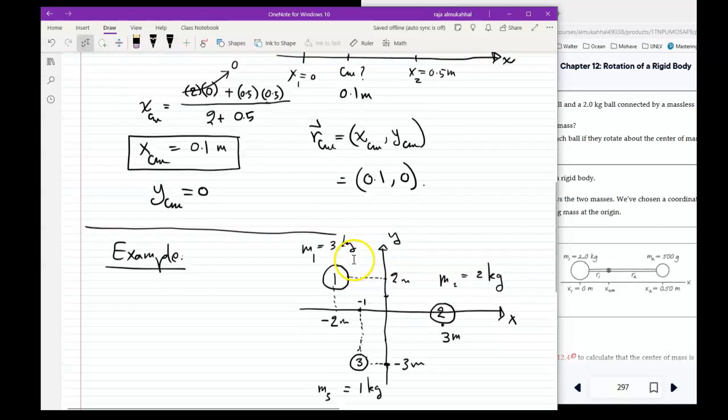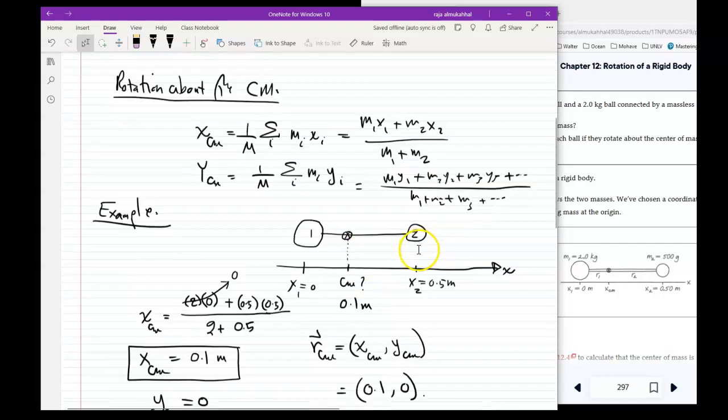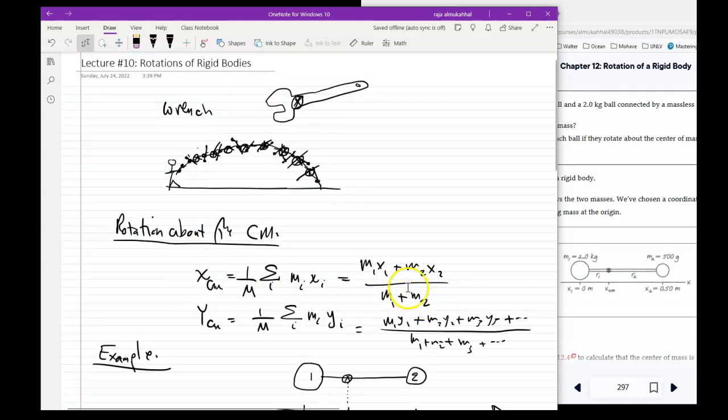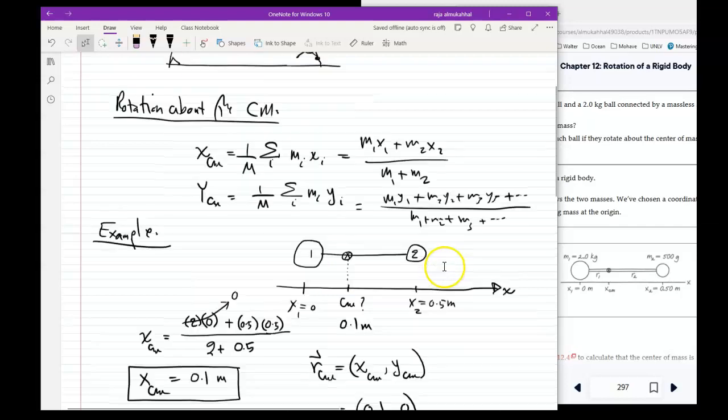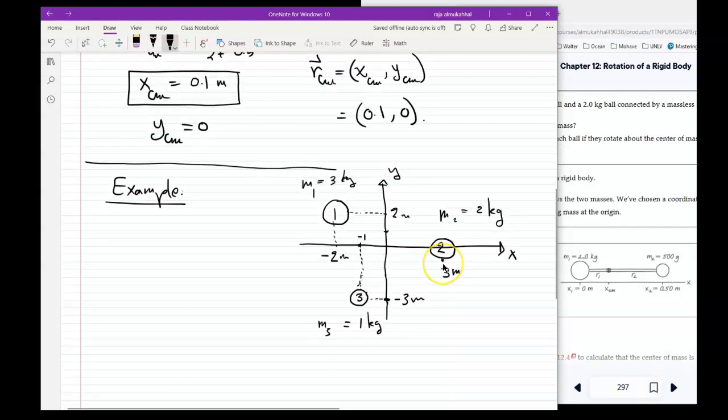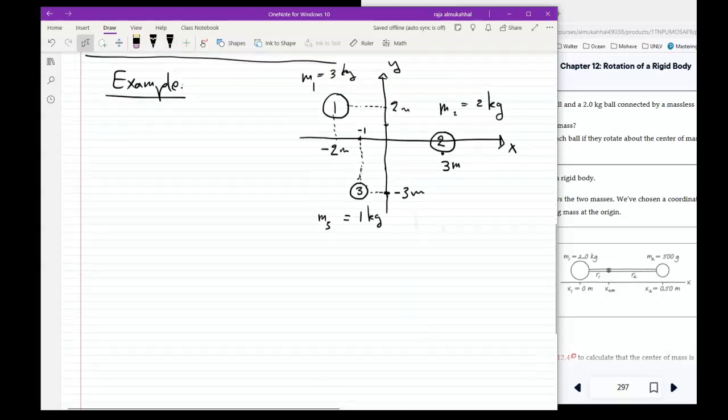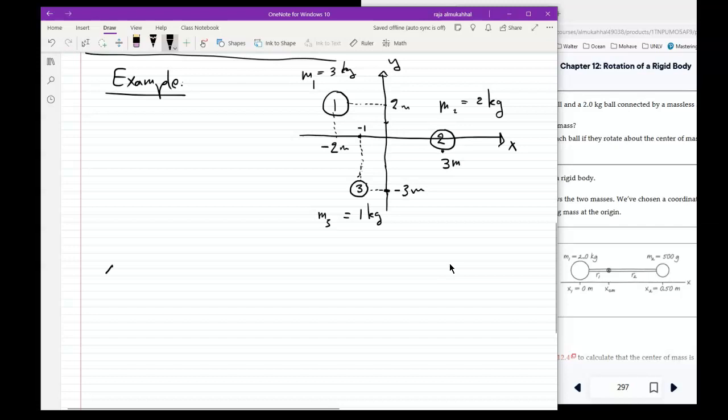And the way we do it, we simply use the same formula that we use here. We're going to use those two formulas, okay? The only difference is that we're going to be using 3 masses, okay? So let's do it. I'm going to start with x sub cm. Let me go down here. So it's going to be m1 x1 plus m2 x2 plus m3 x3 divided by m1 plus m2 plus m3, right? Is that clear?